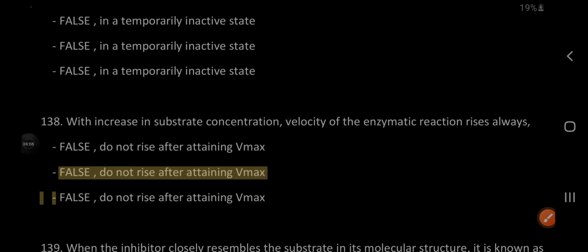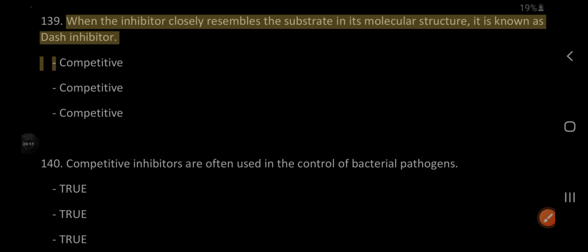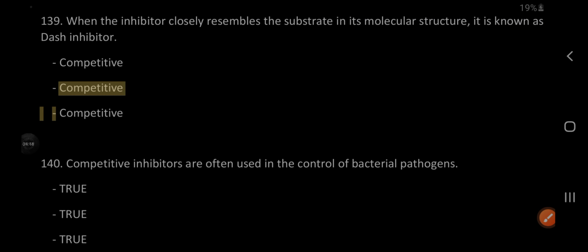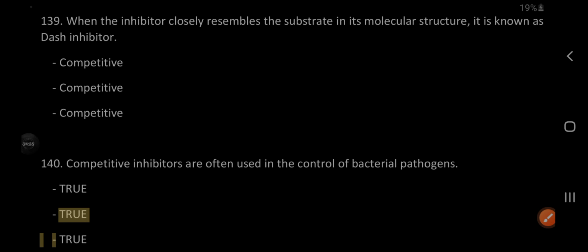139. When the inhibitor closely resembles the substrate in its molecular structure, it is known as dash inhibitor. Competitive. 140. Competitive inhibitors are often used in the control of bacterial pathogens. True.